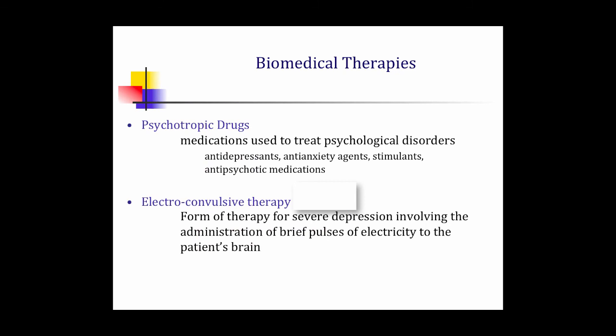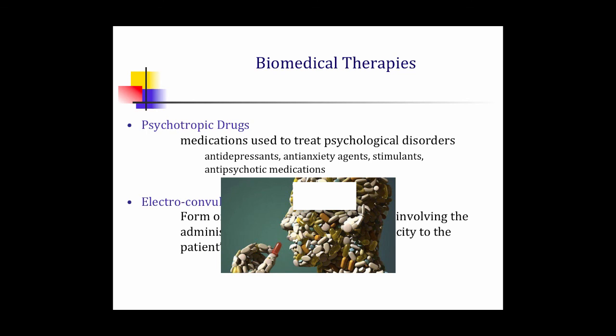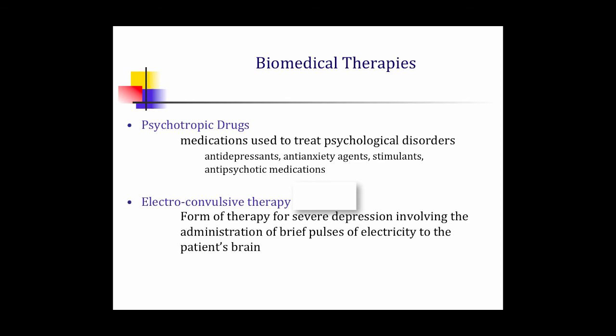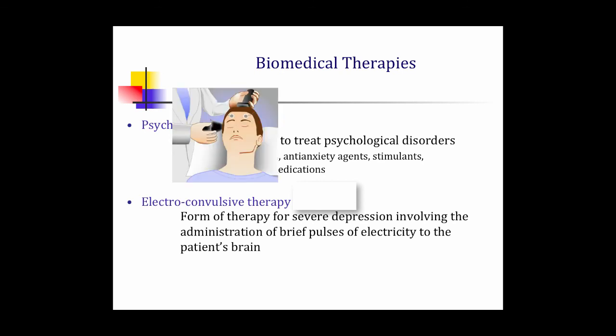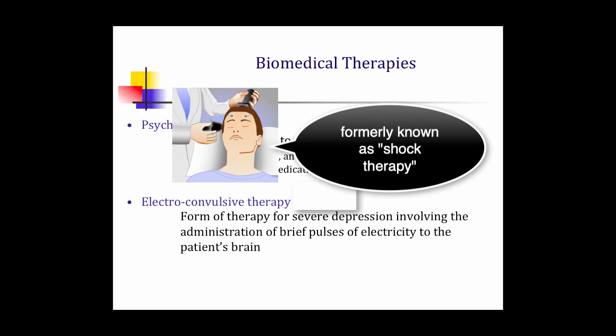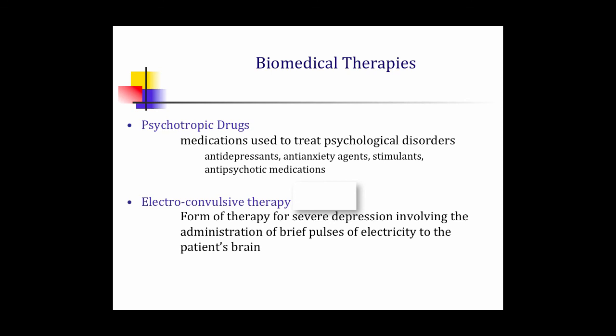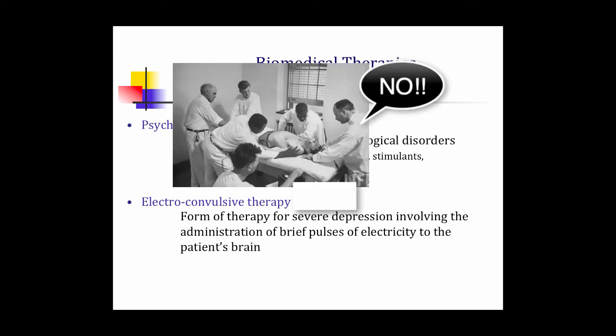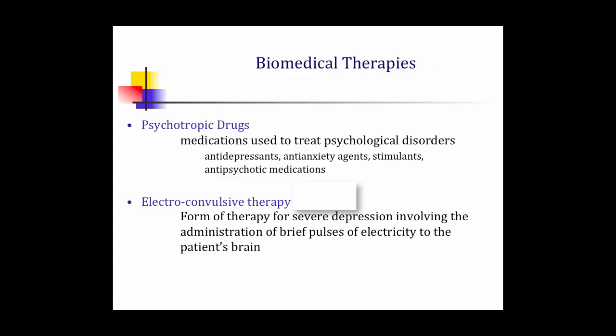Biomedical treatments are also very effective, using medications or psychotropic drugs such as antidepressants, anti-anxiety meds, stimulants, and in severe cases, antipsychotic medications. Also, electroconvulsive therapy, previously known as shock therapy. It's a form of therapy for severe depression involving the administration of brief pulses of electricity to the patient's brain. It's not at all what you have seen in the movies and has been shown in many cases for many individuals to be extremely helpful.